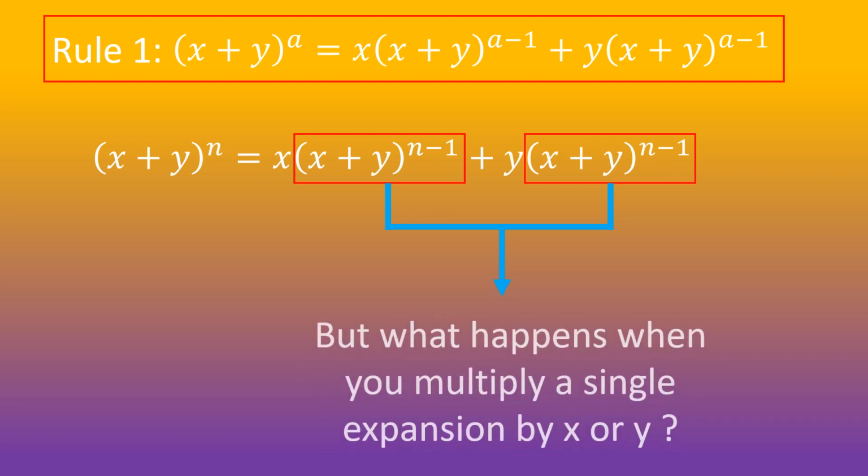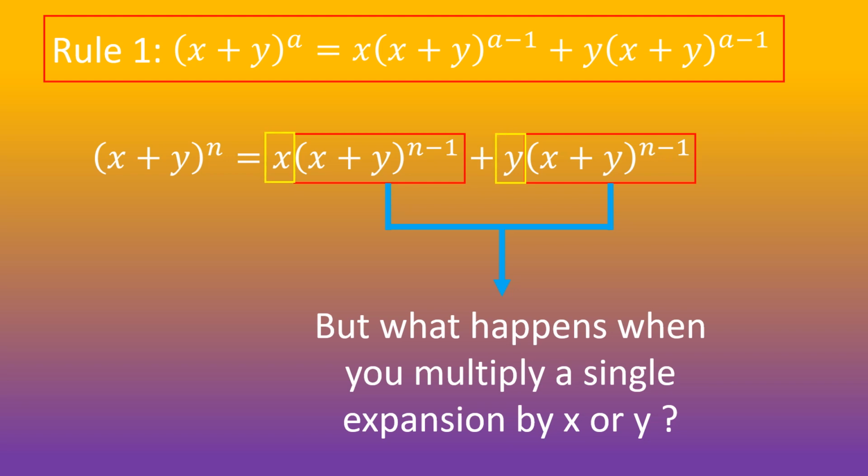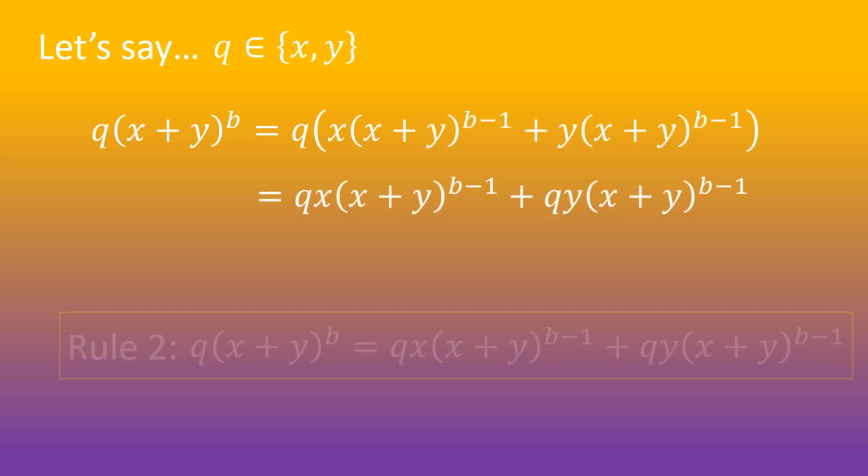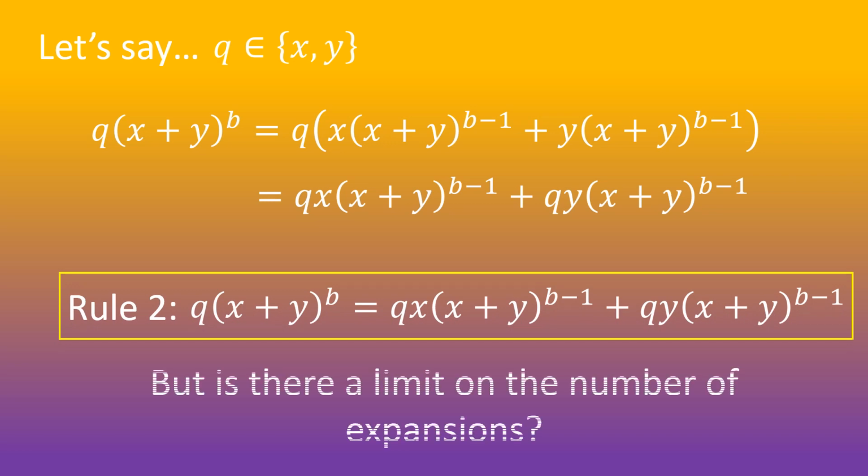But what happens when you multiply a single expansion by x or y? Alright, so let's just say that q can be x or y. That means that q times (x + y)^b results in qx times (x + y)^(b-1) plus qy times (x + y)^(b-1). So that results in what we call rule 2: when you multiply q by (x + y) to the power b, you end up with that right there on the right hand side.